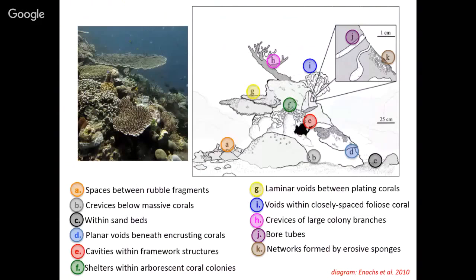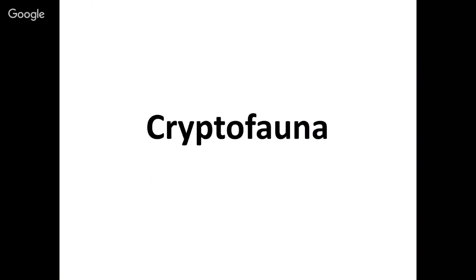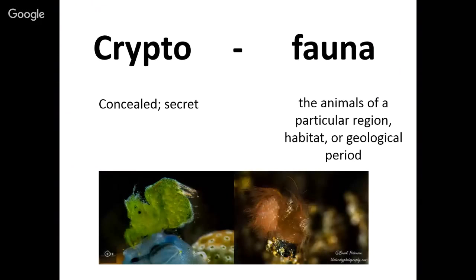And that's the Cryptofauna. Here is just an example of where you would find Cryptofauna within a reef scale that you would see, such as this image. They're usually found hidden in voids and crevices and blend in with camouflage. So they're concealed. If you break down the word Cryptofauna, it essentially is concealed organisms.